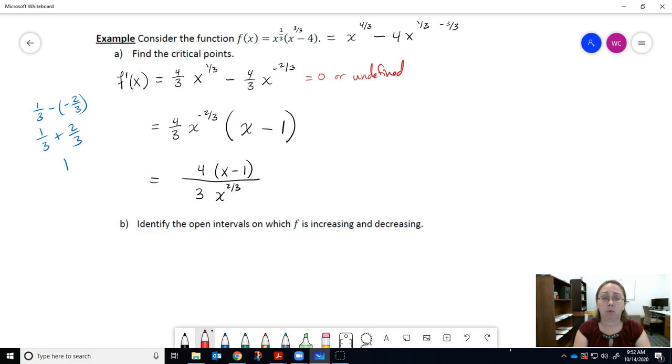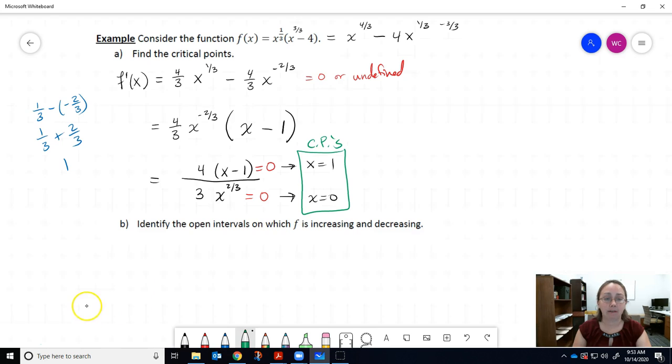So we want to know when this is equal to 0. Remember, a fraction equals 0 when the top equals 0. A fraction is undefined when the bottom equals 0. So this is the benefit of doing the extra algebra. Once you simplify, you're able to just focus on top and bottom, but you have to get rid of all the negative exponents first. Okay, so on top, we're going to equal 0 when x equals 1. On the bottom, we're going to equal 0 when x equals 0. What we have here are our critical points. So find the critical points, done.